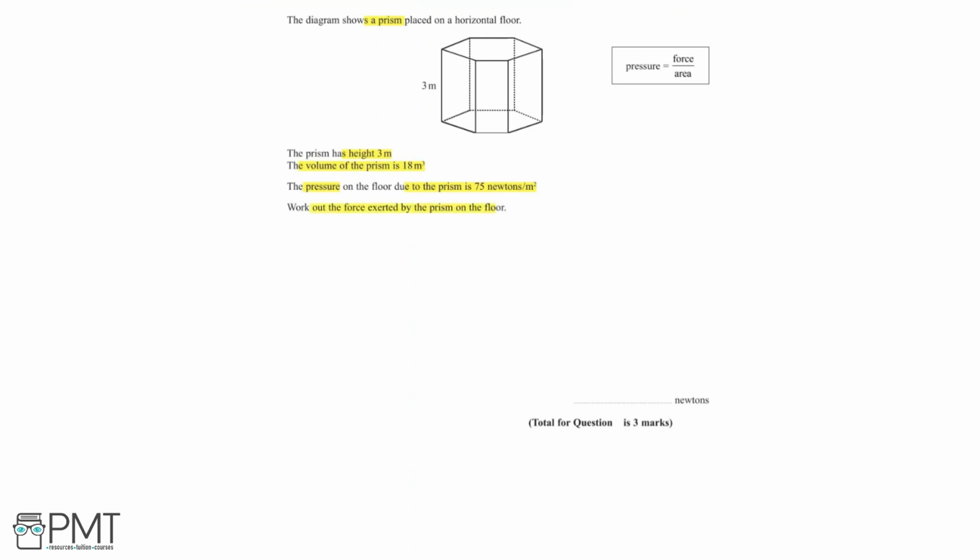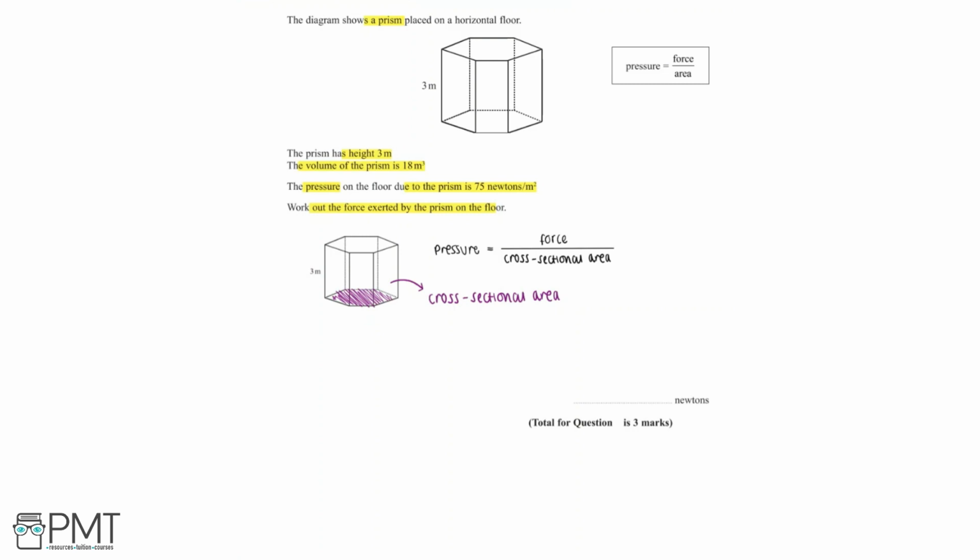We're also told that pressure is equal to the force divided by the area. Now this area is equal to the cross-sectional area of the prism. And so we can say that the pressure is equal to the force divided by this cross-sectional area. And you can see that the region shaded in purple is equal to the cross-sectional area of the prism. We need to work out the force exerted by the prism on the floor.